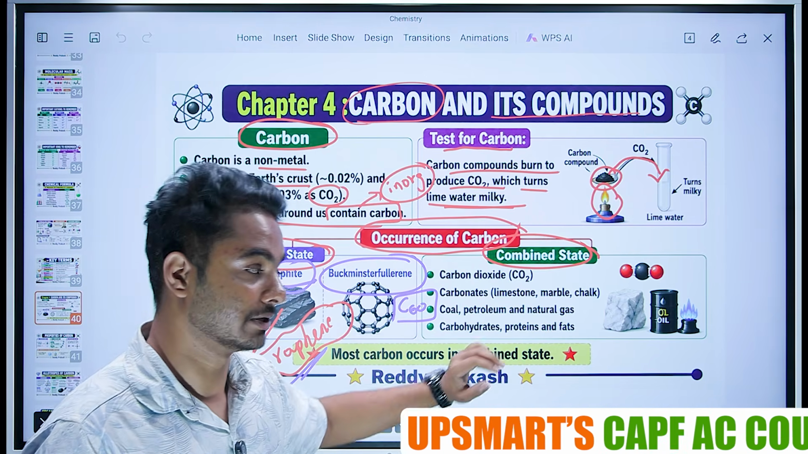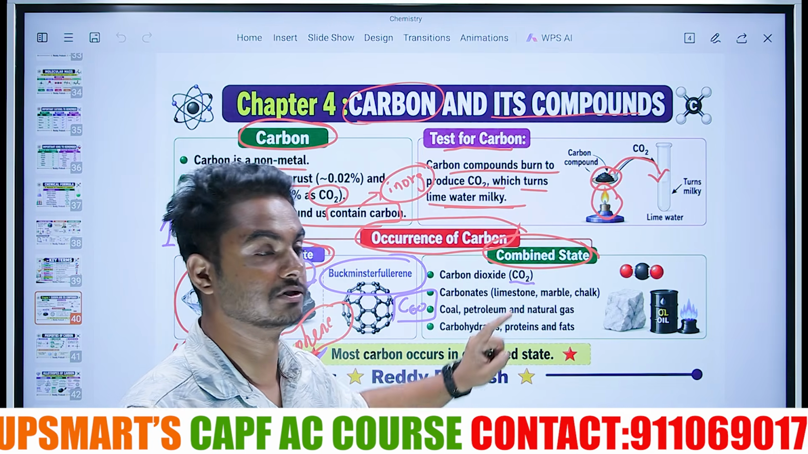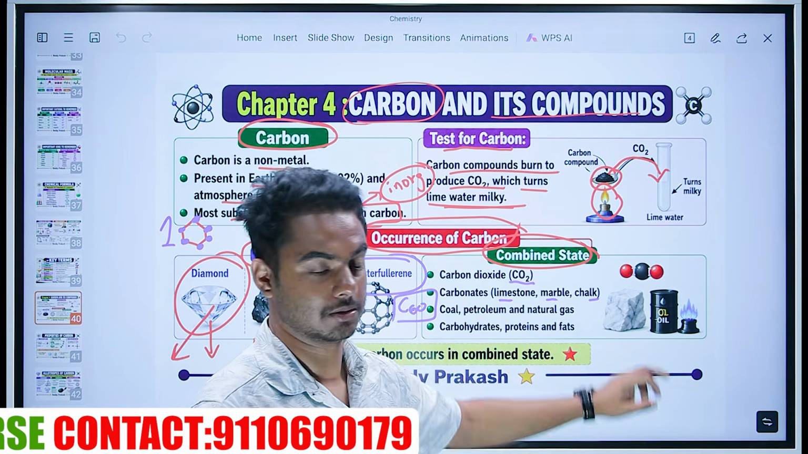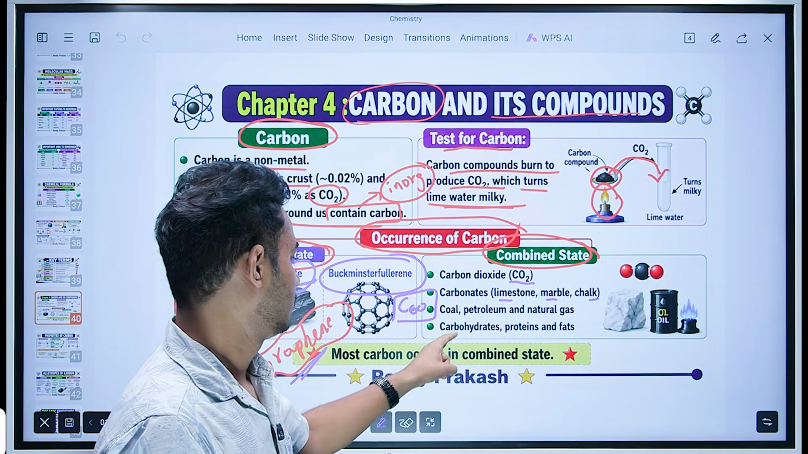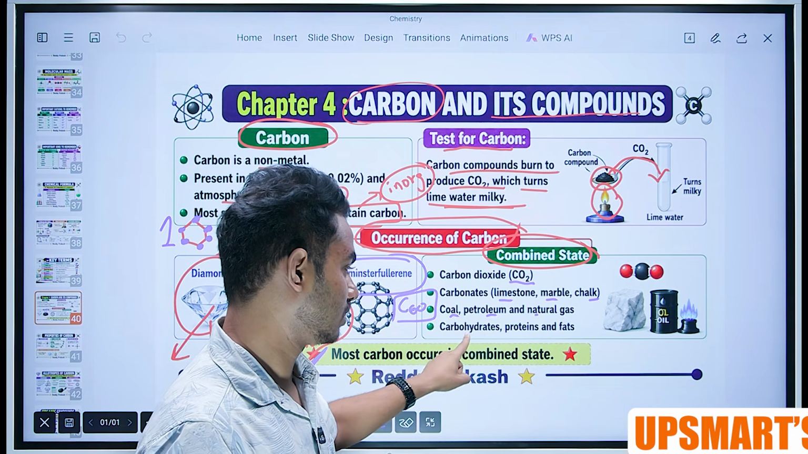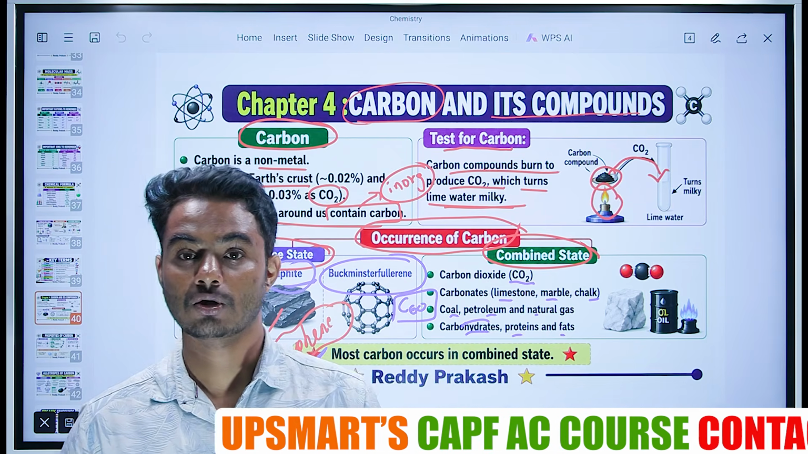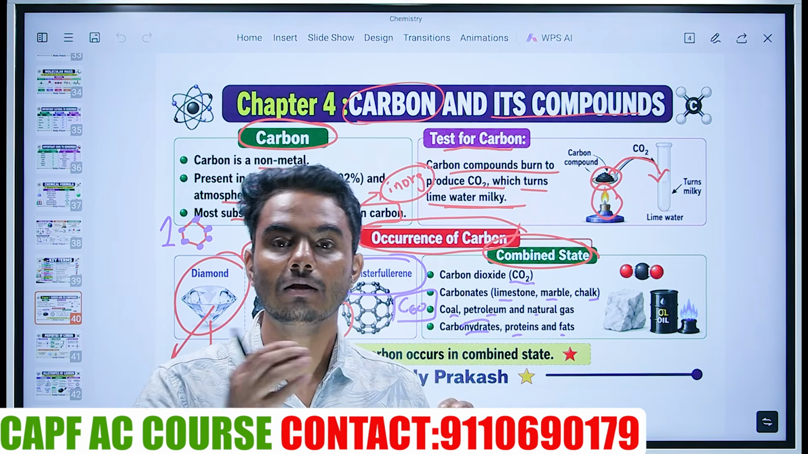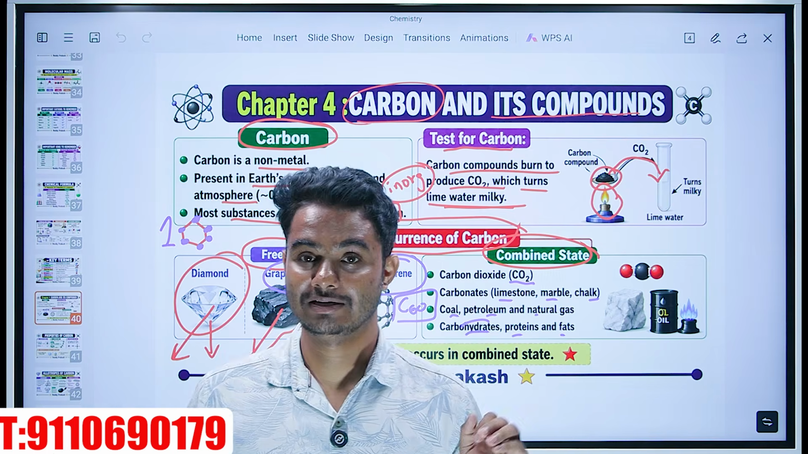Now the combined state. Carbon dioxide. See, carbon is there, oxygen is there. Combined. Limestone, marble, chalk. Beyond carbon, there will be many elements in it. Coal, petrol, natural gas, carbohydrates, proteins, fats. All these things are not made with only pure carbon. There are other elements combining with carbon. That is why it is called the combined state.